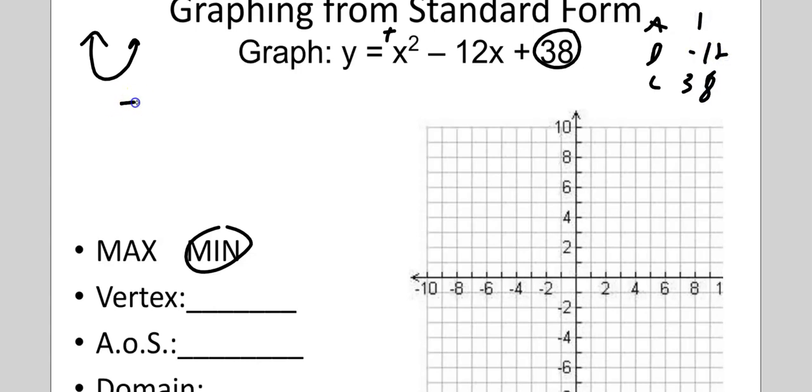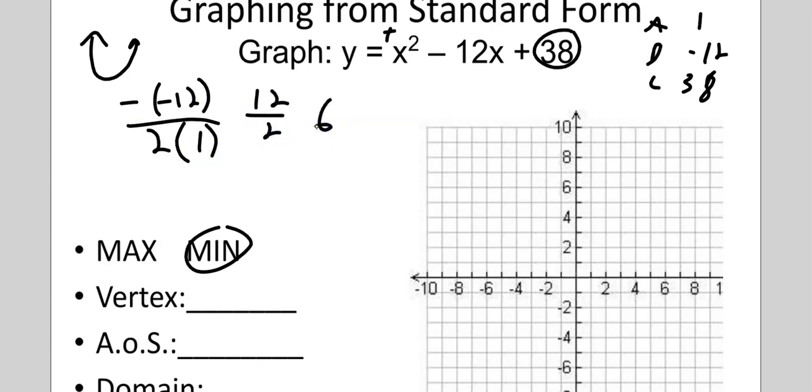So when we do the opposite of B, that's why I said it's really important to do this, so you don't just write negative 12. Because it's going to be the opposite of negative 12 over 2 times A, which is 1. So that's going to be 12 over 2, which is 6. So the vertex is going to be at 6 something, and the axis of symmetry is x equals 6. So we haven't done it for a while in this lesson, but remember, that's where this line is, x equals 6.